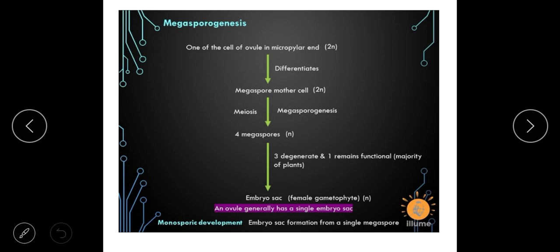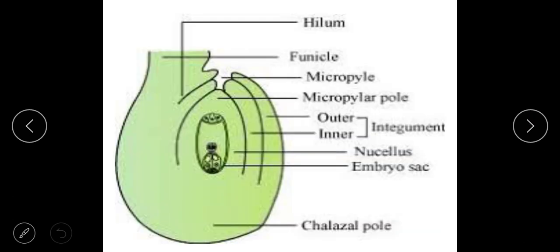Remember, in megasporogenesis, of the four megaspores which are formed, three disintegrate and one functional megaspore remains. So one megaspore develops into the embryo sac, which we also call the female gametophyte. Megasporogenesis occurs inside the megasporangium, and the megasporangium is also known as the ovule. Don't get confused with that.